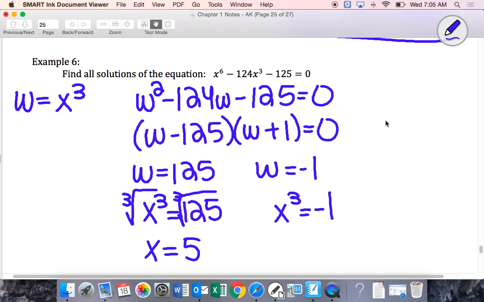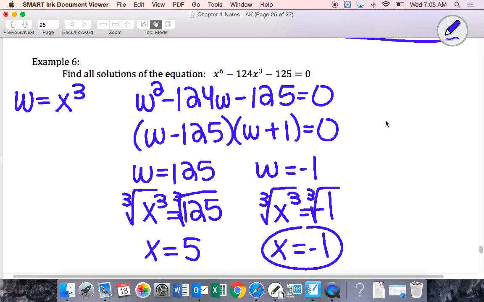Now, cube roots are not plus and minus. Cube root is just going to be whatever the positive or whatever the minus is. So your answer is not going to have plus or minus 5. It's just positive 5. Same thing with negative 1. I want to take my cube root of both sides, so I've got x is equal to negative 1. So I would have two answers then, negative 1 and positive 5.